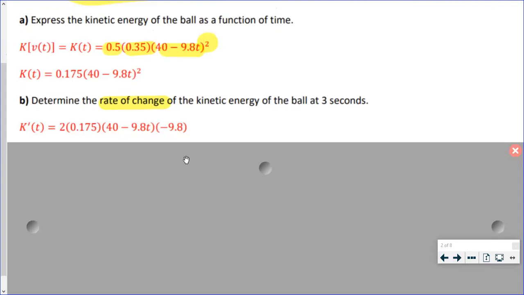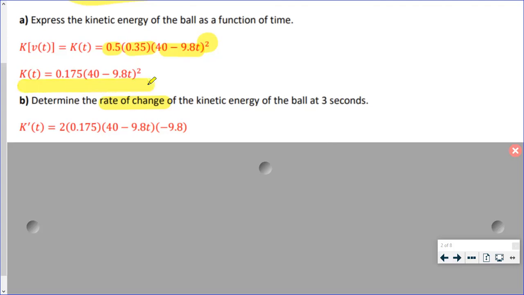So the first thing I'm going to do is use my formula for kinetic energy, because we're determining the rate of change of kinetic energy. We also know that our original formula was 0.5 times m times v squared. We've solved that already. Basically, we're taking the derivative of this kinetic energy formula that we simplified up here.